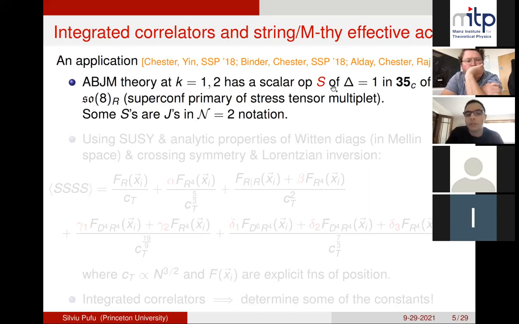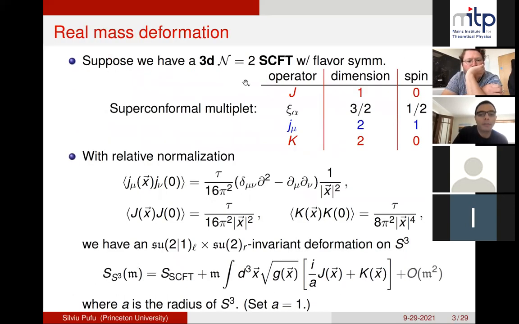So this is in an N equals 8 theory, but from an N equals 2 point of view, some of these components of S, some of the 35 S's, namely 3 of them, could play the role of the operators J that also had dimension 1 that I mentioned here.